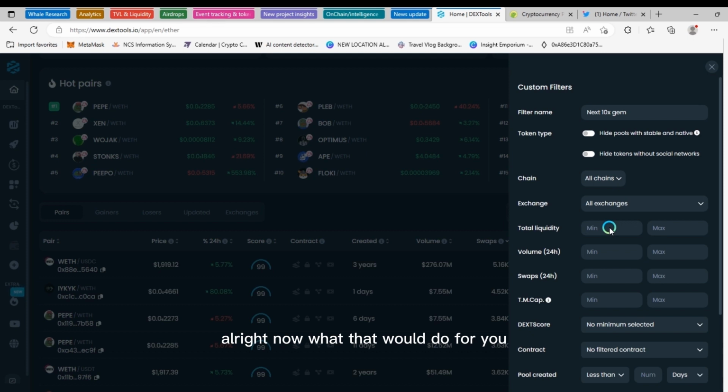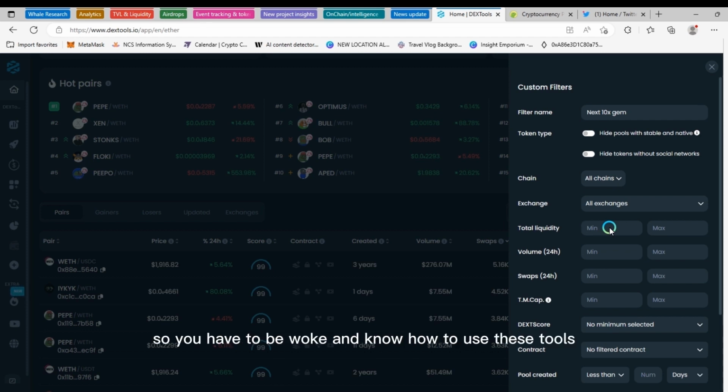All right. Now, what that will do for you. Now, I know Pepe actually did well over 100 million in market cap. People who bought at 10 million market cap would have enjoyed a 10x, but all projects would not make massive moves like Pepe. All right. So have that at the back of your mind. I don't think projects out there are going to be doing magic every now and then. We are in the bull run, and there is a high tendency that in bull runs, there are going to be massive moves from altcoins, especially during altcoin season. So you have to be woke and know how to use these tools.